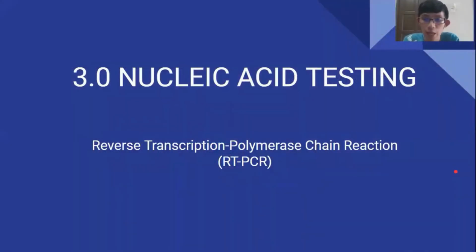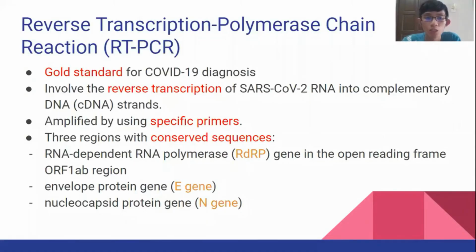So the next testing and diagnosis for COVID-19 is nucleic acid testing, which is reverse transcription polymerase chain reaction, RT-PCR in short. The RT-PCR is the gold standard for COVID-19 diagnosis as it involves the reverse transcription of SARS-CoV-2 RNA into cDNA strands, amplified by using specific primers. There are three regions with conserved sequences, which are the RNA-dependent RNA polymerase, envelope protein genes, and the nucleocapsid protein genes.